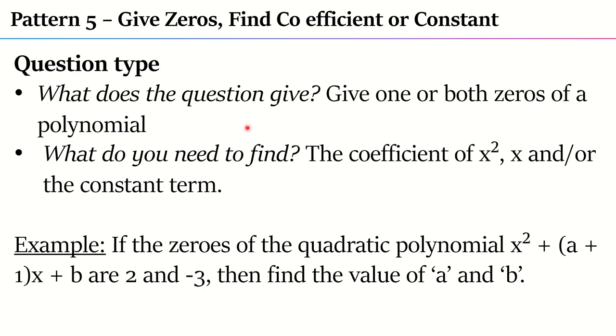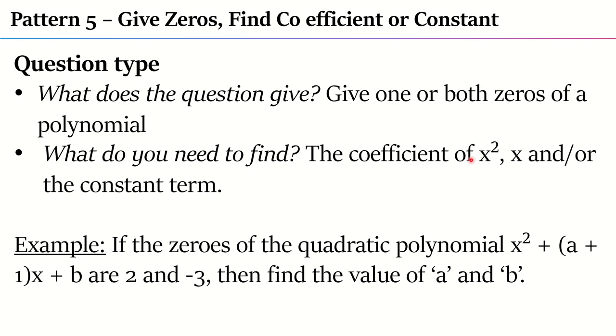So the fifth pattern. The question will give you one or both the zeros, and you need to find either the coefficient of x square or x or the constant term. It depends upon the question. So you are given the zeros, but you need to find the unknowns, which are the coefficient of x square, x and constant term.